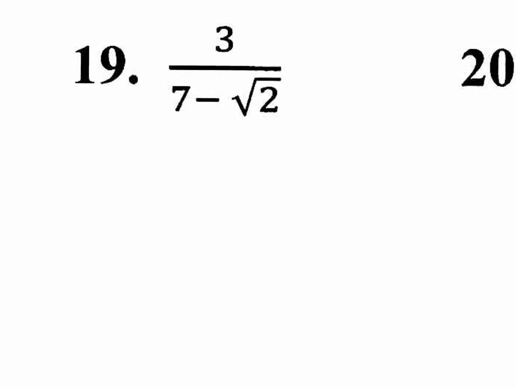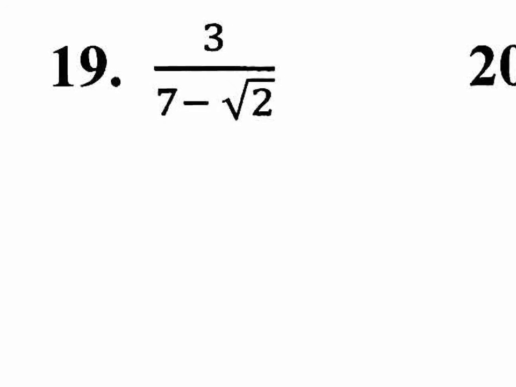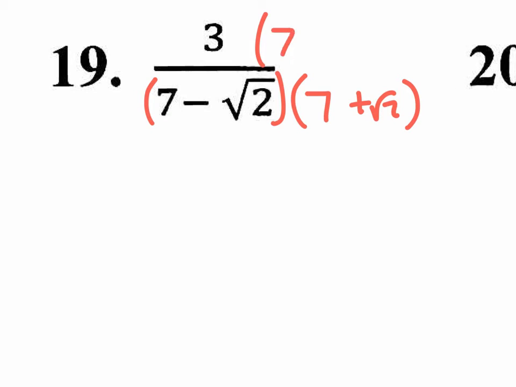Number 19. That's a good one because it requires you to get rid of the radical, and in order to get rid of the radical in the denominator, you have to multiply this binomial by its conjugate. The conjugate of 7 minus 2 square root of 2 is 7 plus the square root of 2. So you're going to multiply the top also by 7 plus the square root of 2.